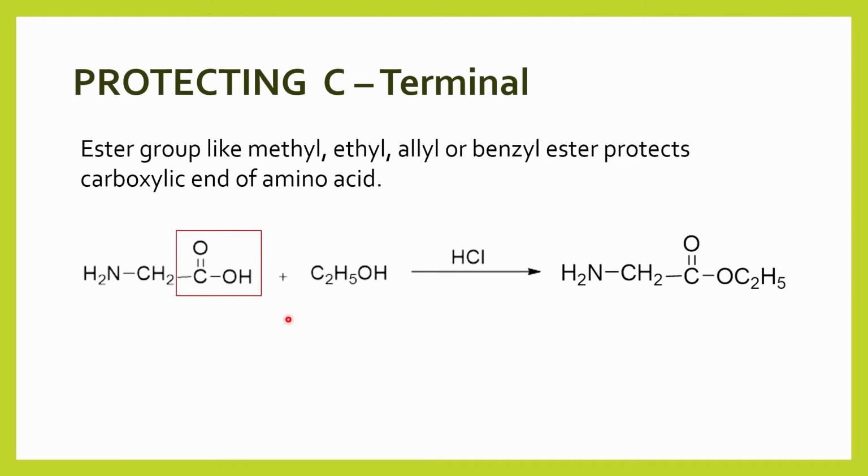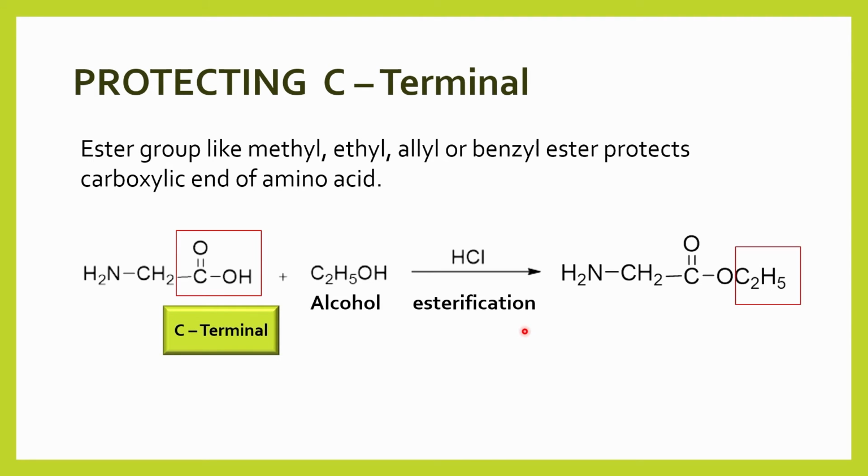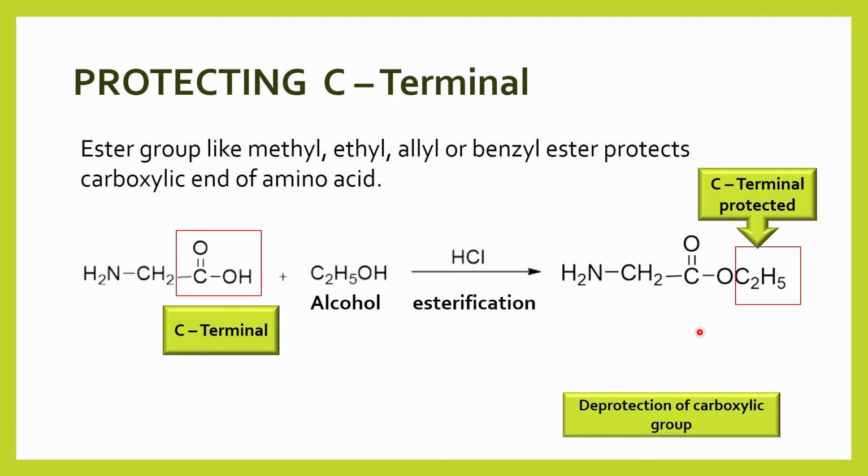Here we can see that we have an amino acid and we have reacted it with alcohol and HCl to produce an ester. Now, this C-terminal gets protected by this group, and this is actually how the C-terminal is protected. Now, when we have formed our peptide chain, we would want to deprotect this.